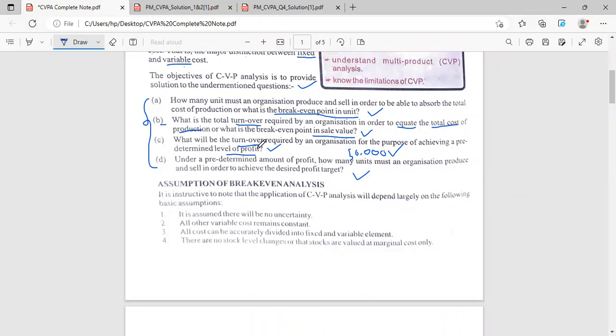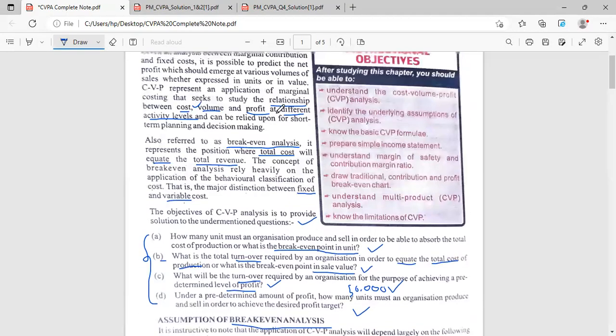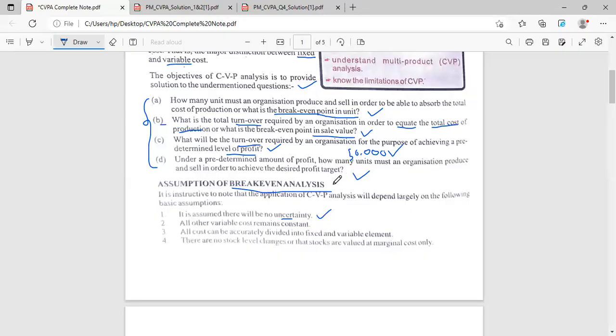So CVPA is a decision-making tool used by managers. For CVPA or break-even analysis to work, are you getting it? Yes, sir. The following assumptions must hold. What are the following assumptions? It is assumed that there will be uncertainty. That is the first assumption. So you can be asked in your question, what are the basic assumptions underlying break-even analysis? Uncertainty, that means you must not be sure about some things. You are not sure about the quantity you are going to produce. That is why you are using CVPA. You are not sure about the selling price of the product. That was why you are using CVPA to determine the selling price. So there's usually uncertainty. That is why you are using CVPA to decide what it's going to be.